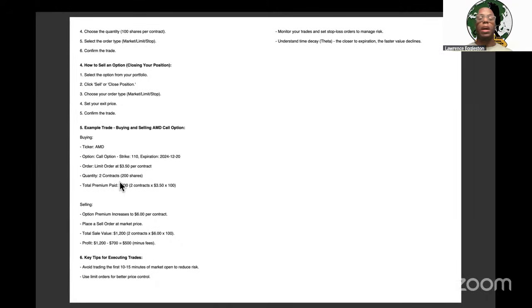Anytime you're selling a contract, you've already owned it, and you've seen that premium increase from $3.50 to $6 per contract. So in this example, you would be up $250. You want to sell the order right at a market price. So the total sale would be for two contracts, remember, times $6 apiece, which is $600 each. You are now selling that in total value, so now you sold it and collected $1,200.